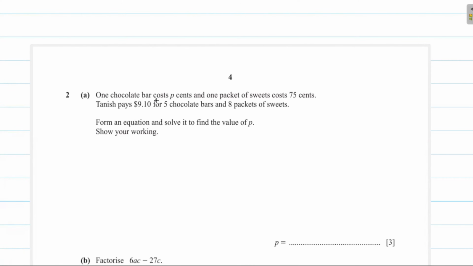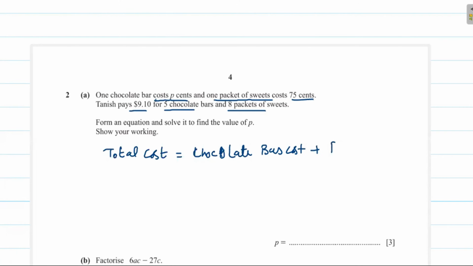One chocolate bar costs P cents and one packet of sweets costs 75 cents. Total paid is $9.10 for 5 chocolates and 8 packets. Form an equation and solve it to find the value of P. You see here the total cost is equal to chocolate bar cost plus packet of sweets cost. Now the chocolate bar cost is equal to total quantity multiplied by rate. You can find any cost that's equal to quantity multiplied by rate.